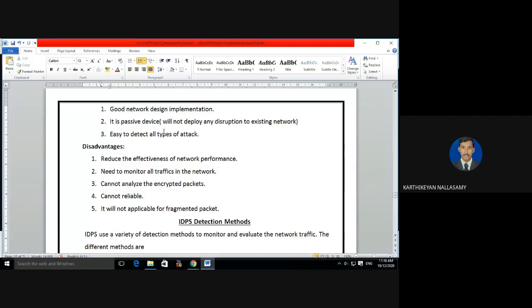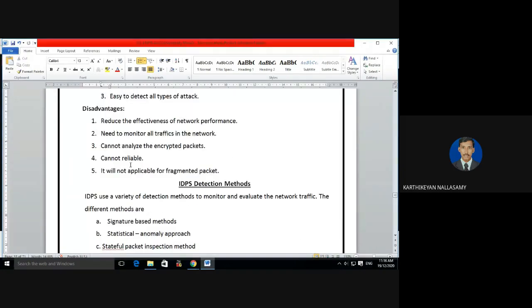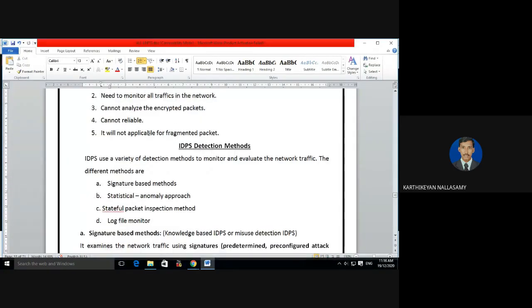If you are implementing in a network, either LAN or WAN or MAN, we also can't say it is reliable, because if there is a problem in that implementation, the entire detection is going to be spoiled. But it is not so in a host-based system, because in a host-based implementation, if there is a problem, only that particular IDPS system is affected, and it will not affect the entire organization, because the implementations are individual. But here it is not like that. And also, if the packets are fragmented, it is not applicable.